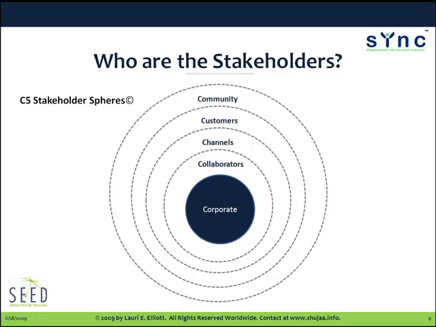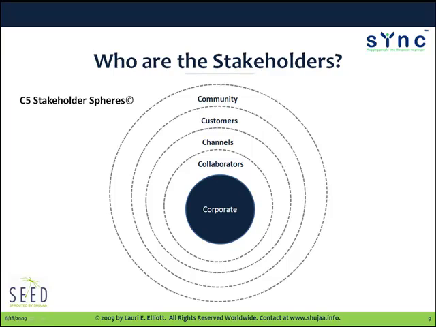Also, now let's look at who our stakeholders are. And this is what we call our C5 stakeholder sphere. First of all, you have your corporate. That's really your internal. That includes your employees, owners, could be shareholders if it's a public company, could be investors, senior management, all of the people involved in owning, in a sense, a piece of the company. So essentially, whether that's official or unofficial.